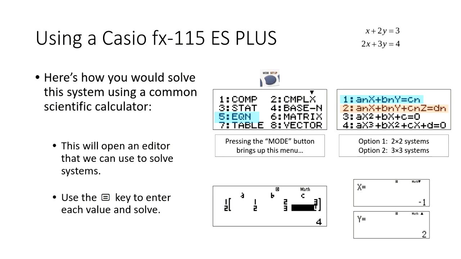If you've got your Casio with you, there should be a mode button. If you hit the mode button, you'll see this menu pop up. It'll say computation, complex, statistics, whatnot. Option 5 is what you're after. That's the equation solving mode. So you press the mode button, press 5, and then it brings up some options. What you want is option 1. Option 1 is the 2x2 system.